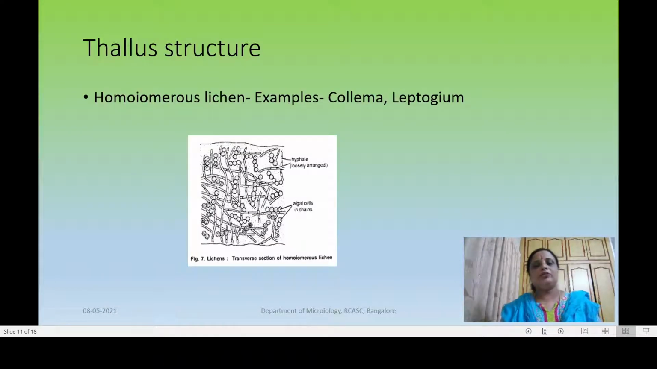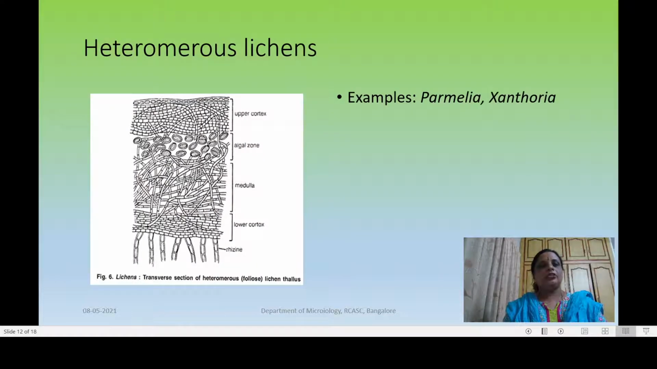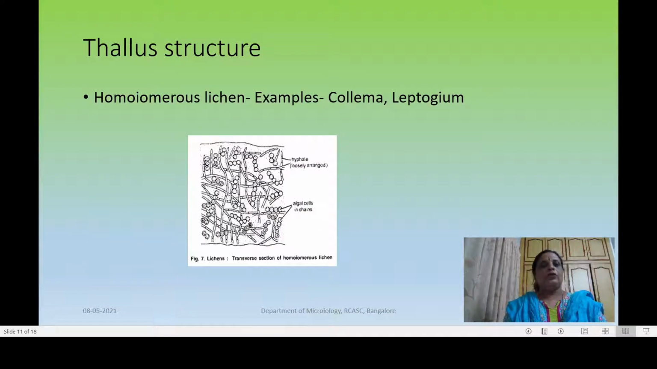Then coming to the anatomy, that is, how these lichens look if you take a transverse section and observe it under the microscope, how the thallus actually looks. There are two different kinds of thallus. This plays a major role in taxonomy, the delimitation of these lichens into different groups. That is homoiomerous and heteromerous lichens.